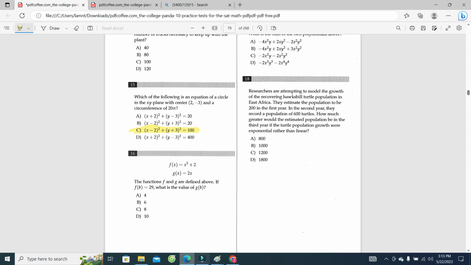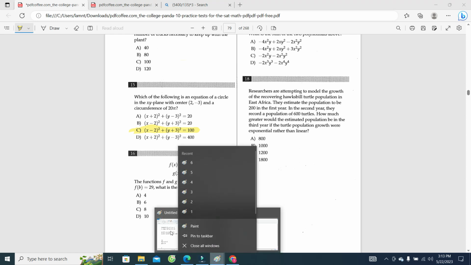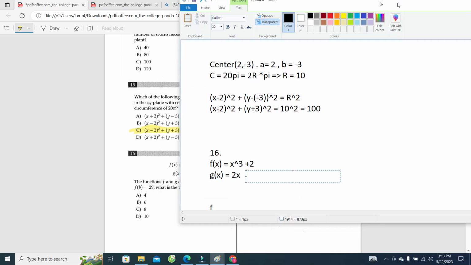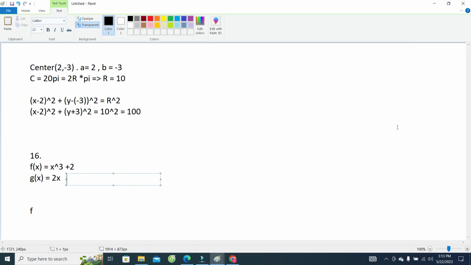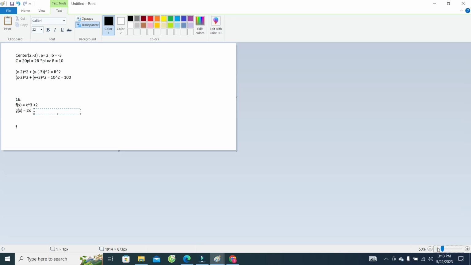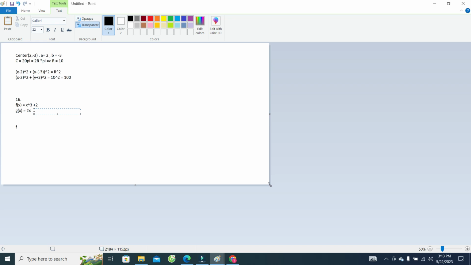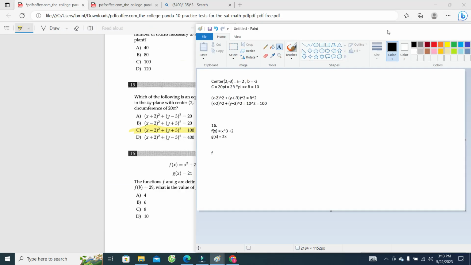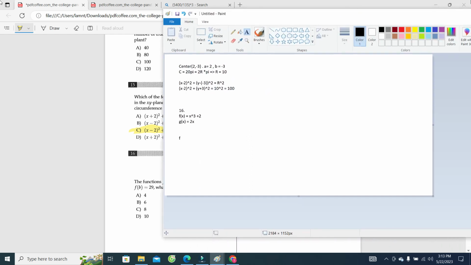Okay, so let's do 15 is C. Let's do number 16. I forgot what is number 14. We're gonna recalculate it. Don't worry. So let's see. Let's zoom in. Let's see if we fix it. Ah, we lost. Okay, don't worry. We're gonna fix this again.